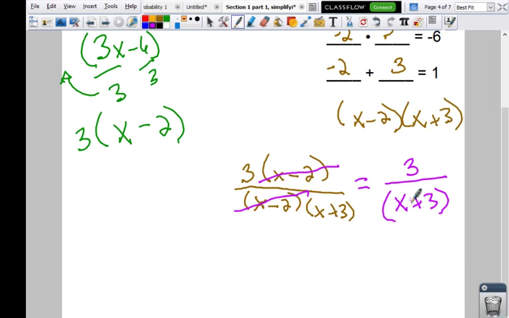Be careful though, remember, if I'm going to cancel out an x plus 3, I need exactly x plus 3 on top. Even though I have a 3 and then another 3, I can't just cancel them out. That doesn't work. I need an x plus 3. So it's really got to be 3, and then x plus 3.